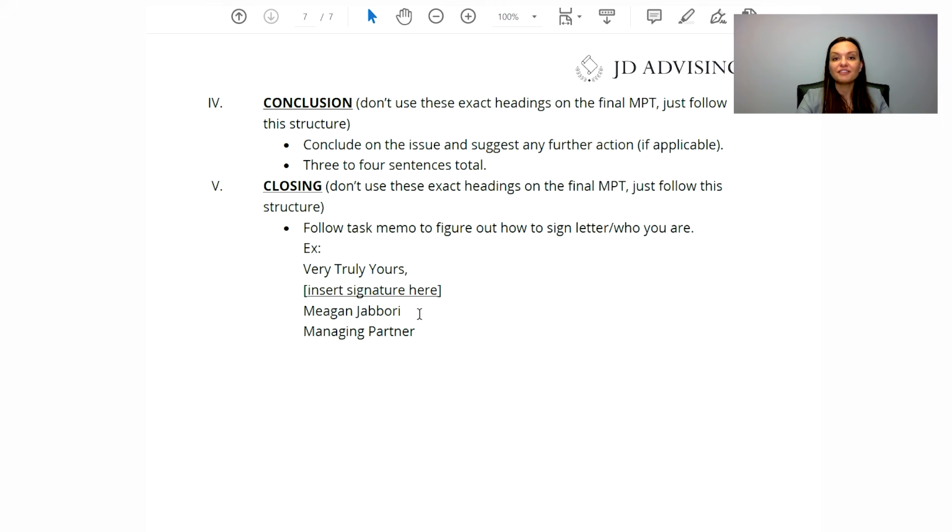So now we've covered the most highly tested MPT tasks and how to format them. Again, the purpose of this is to help give you some guidance about those default formats. This way you can make sure while you're practicing MPTs and of course on exam day that your final task looks as it's supposed to.